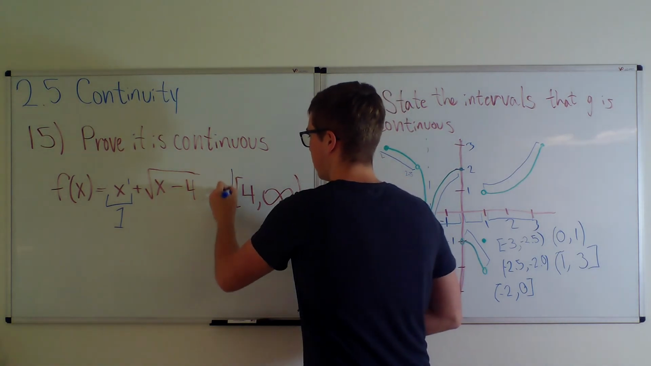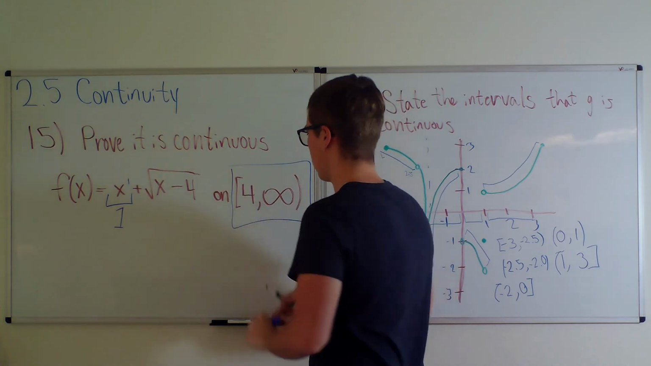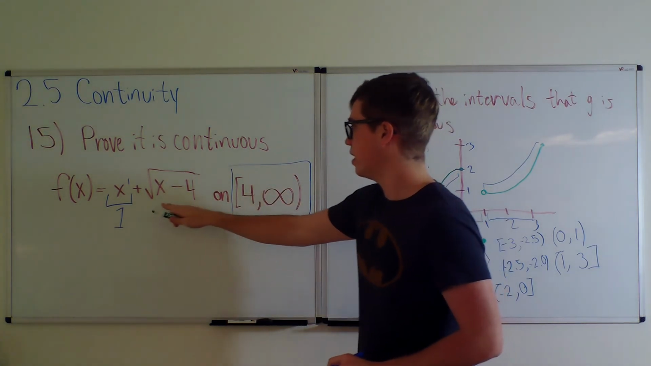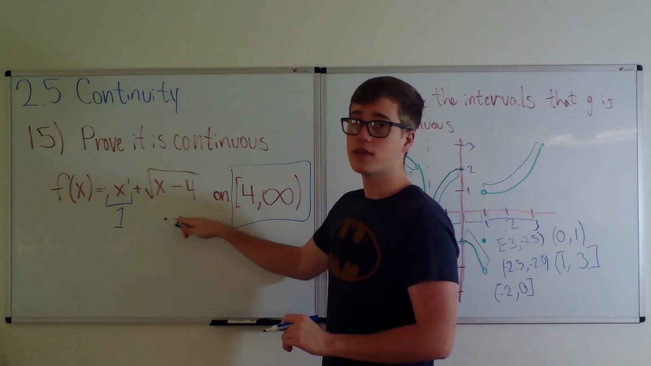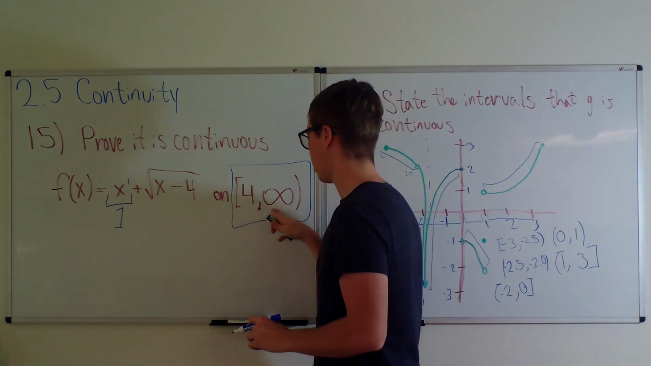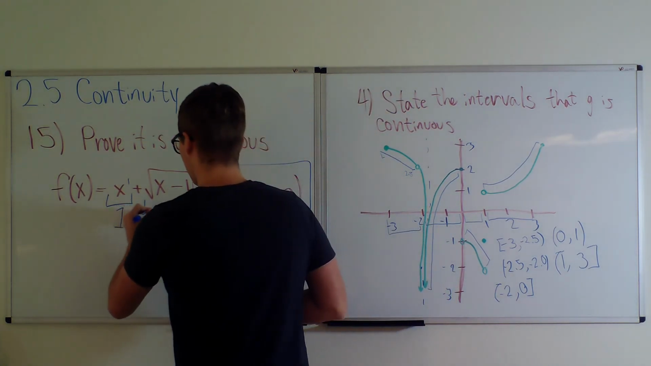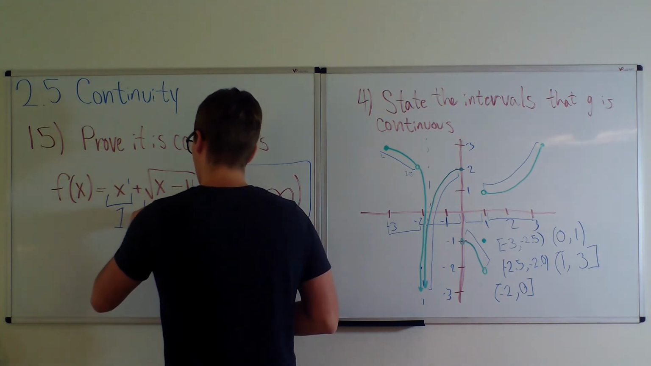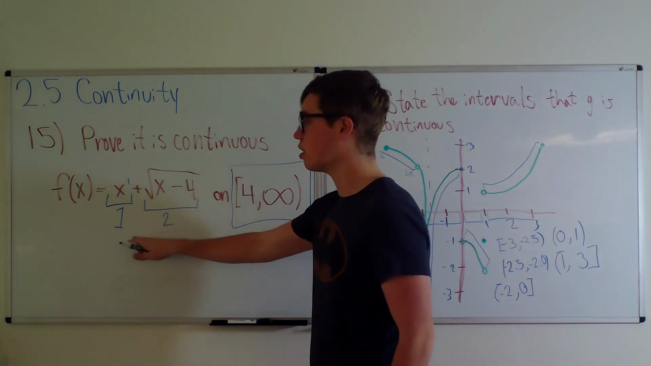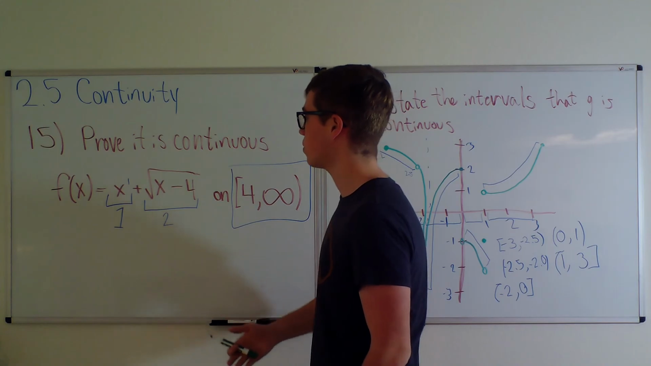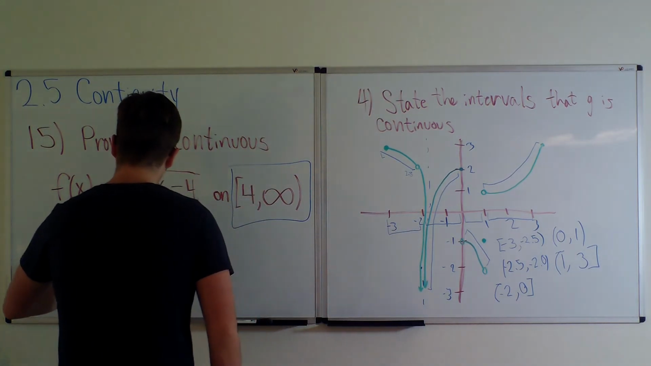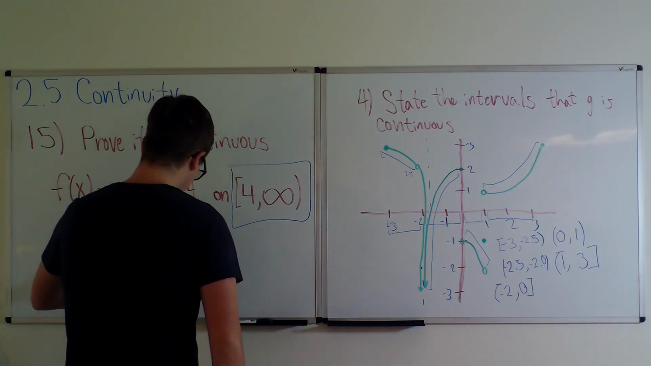So that is this, right? So this is continuous on its domain by our theorem. So we have a second continuous function. And when you add two continuous functions, you get another continuous function. So f of x is continuous.